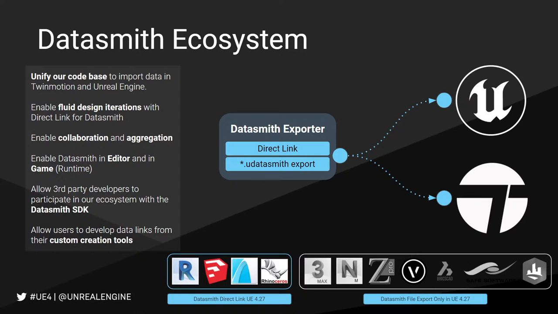In this release, we are also allowing third-party developers to create their own Datasmith plugin. We have a bunch of them here. It's pretty sweet to have every kind of DCC export the Datasmith scene, and import these in UE or Twinmotion. To recapitulate, the Revit, SketchUp, Archicad, and Rhino plugins are Direct Link, and the others allow you to export a Datasmith scene. Next slide, please.